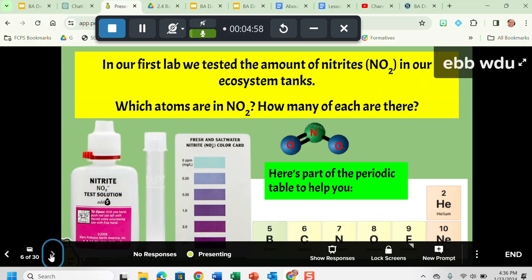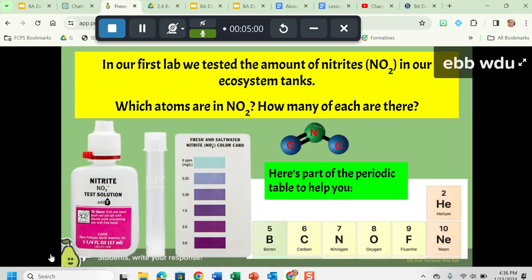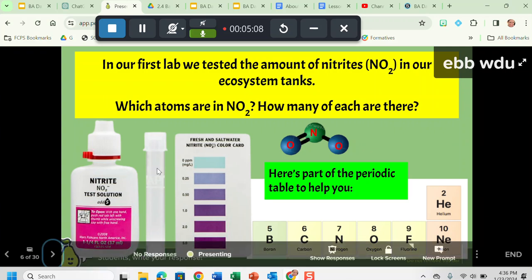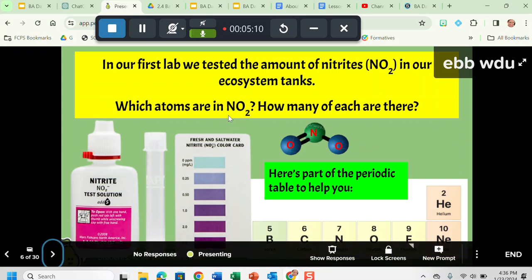Remember in our first lab in our ecosystems, we tested the amount of nitrites, NO2, in our ecosystems. So which atoms would you say are in NO2? That's going to be nitrogen, N, right? Down here, this is nitrogen.